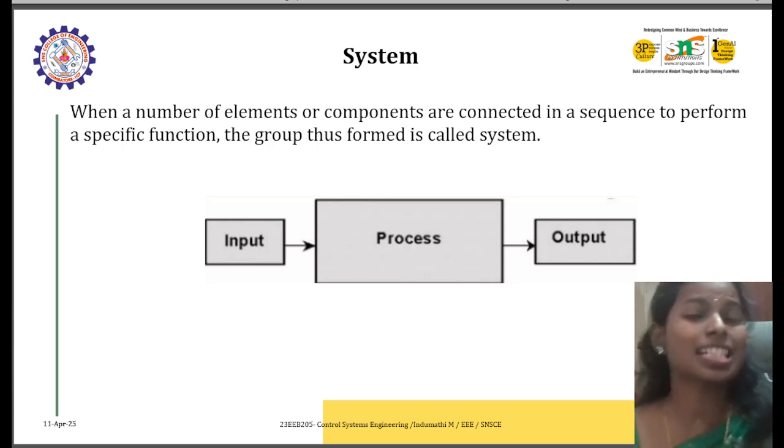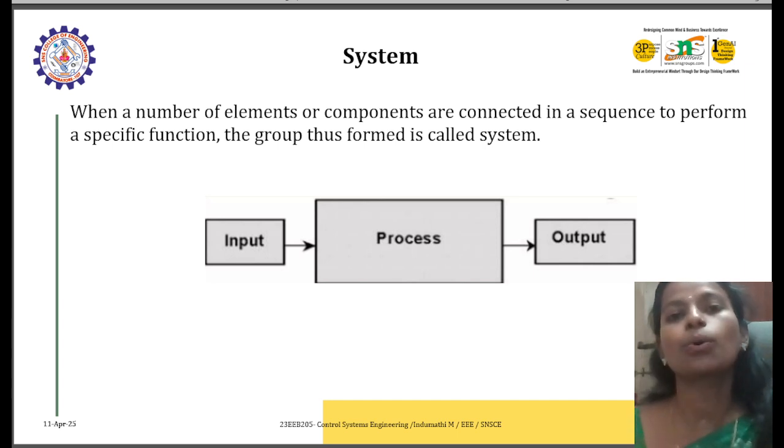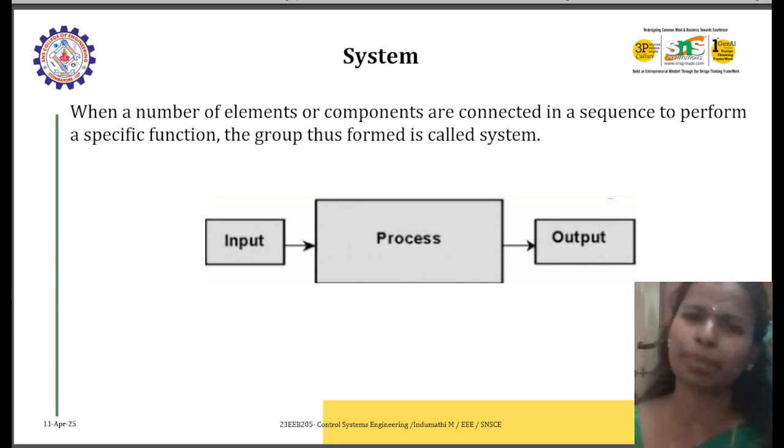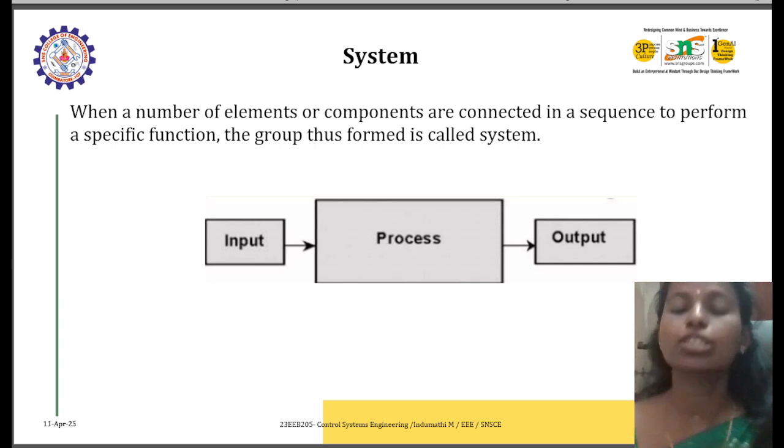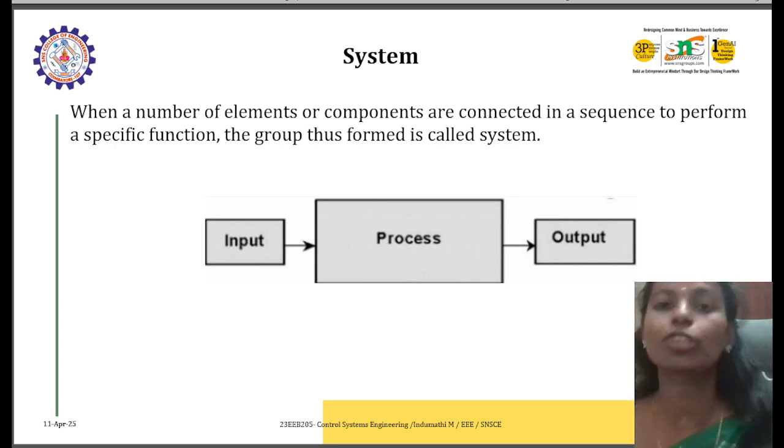Now, what do we mean by a system? A system is a combination of many components to perform a specific task. For example, you can take any application. You'll have a sensor, an actuator, a display unit, a motor or something. Every component in the application is part of the system. So n number of elements designed to perform a specific task, we call a system.